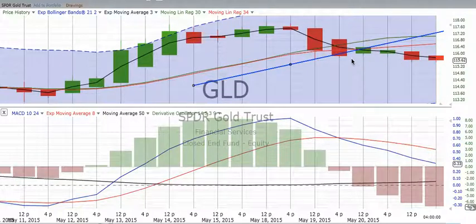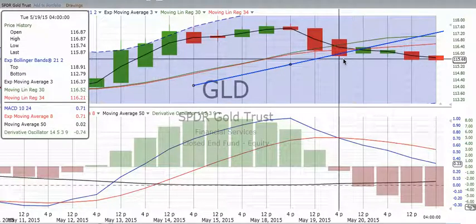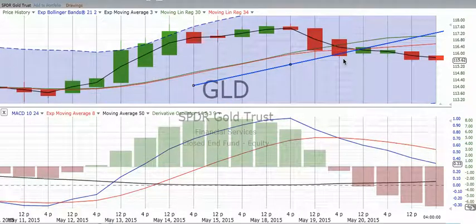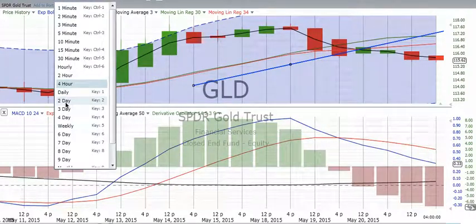Gold technically was down for the day 0.34%. And again, like I said, it is hardly lower than it was when it started backing down at its low at 4 p.m. on the 19th of May. So gold is down on the 4-hour chart. It is still in an up movement on the MACD. On the 2-day chart, we're going to go back to that.